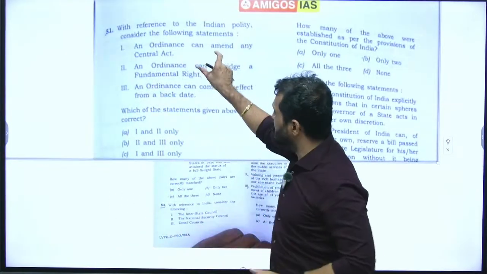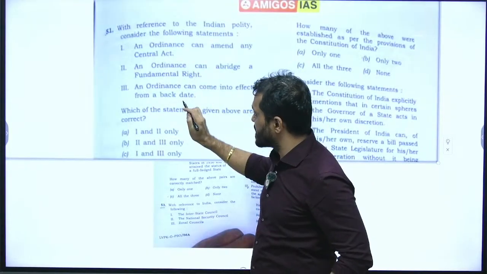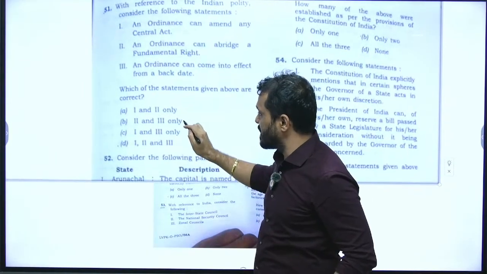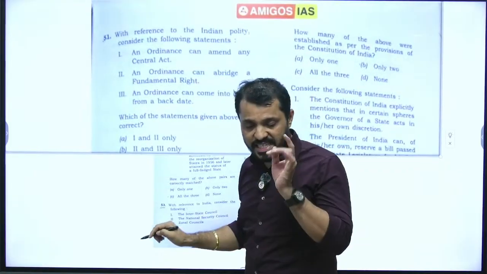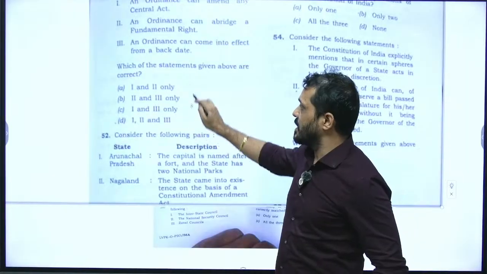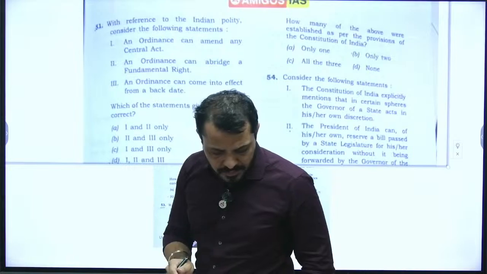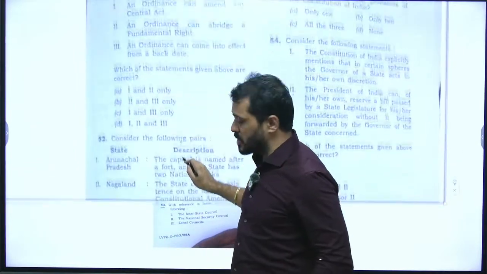So out of these three statements, which statements are correct? Statement number 1 and statement number 3, these two statements are correct. So in series A, question number 51, the answer must be C, 1 and 3 only. Next question is question number 52.